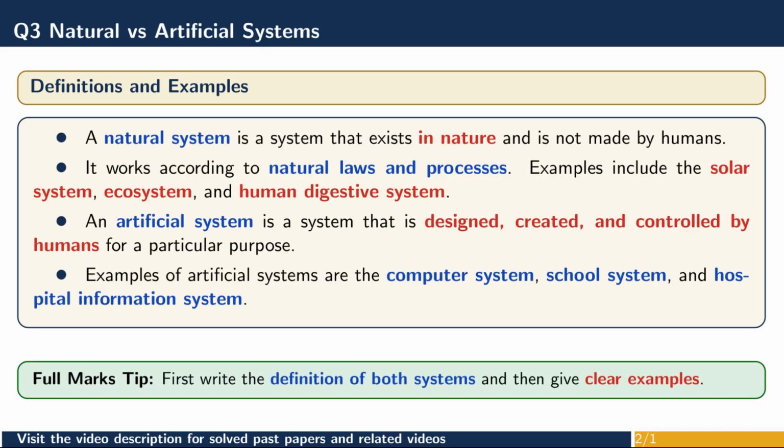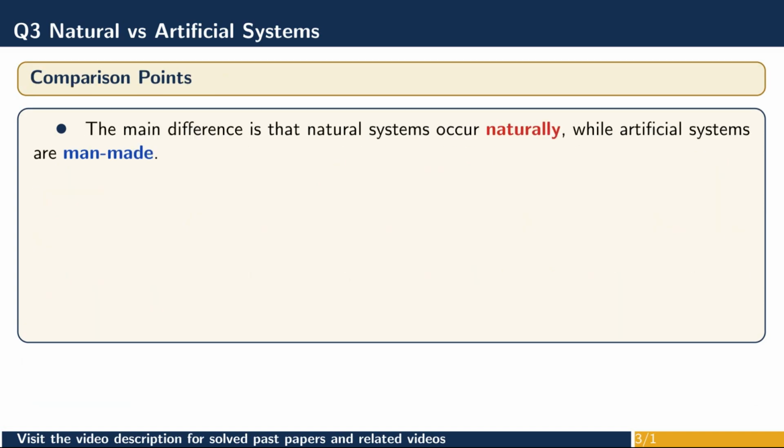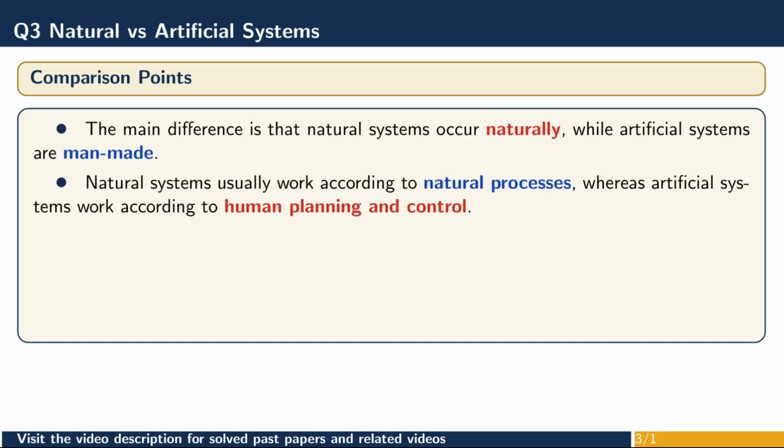Full marks tip is first write the definition of both systems and then give clear examples. Comparison points: the main difference is that natural systems occur naturally, by nature, while artificial systems are human made, man made. Natural system usually works according to natural process, whereas artificial system works according to human planning and control.